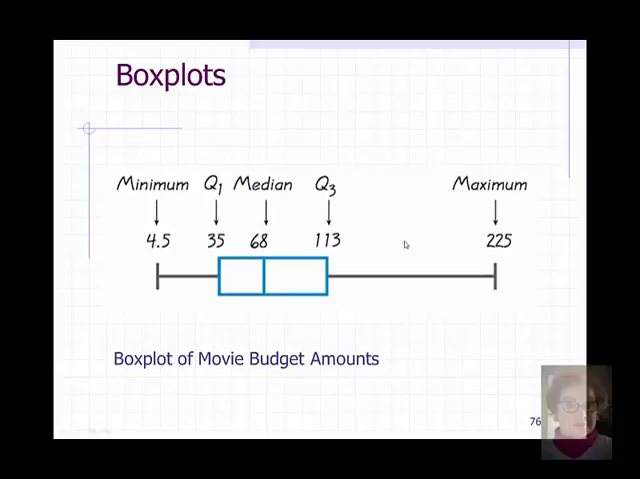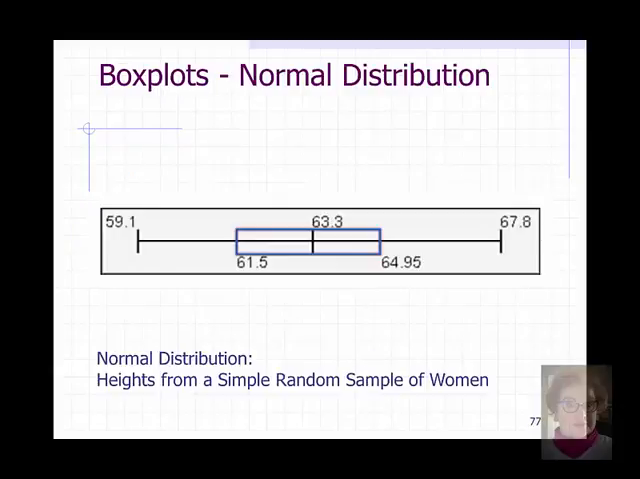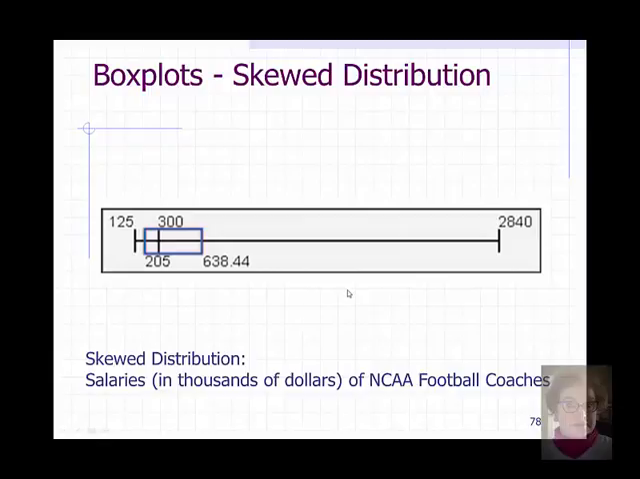Now here are some other box plots showing you similar things. We have box plots of movie budget amounts, and I would assume that these would be in millions of dollars. Here's the box plot of a normal distribution, which would be that symmetrical bell-shaped curve, and you can see how things to the right and to the left of the median are exactly the same. There's no difference from our lower whisker to our upper whisker. And here's a very skewed distribution.